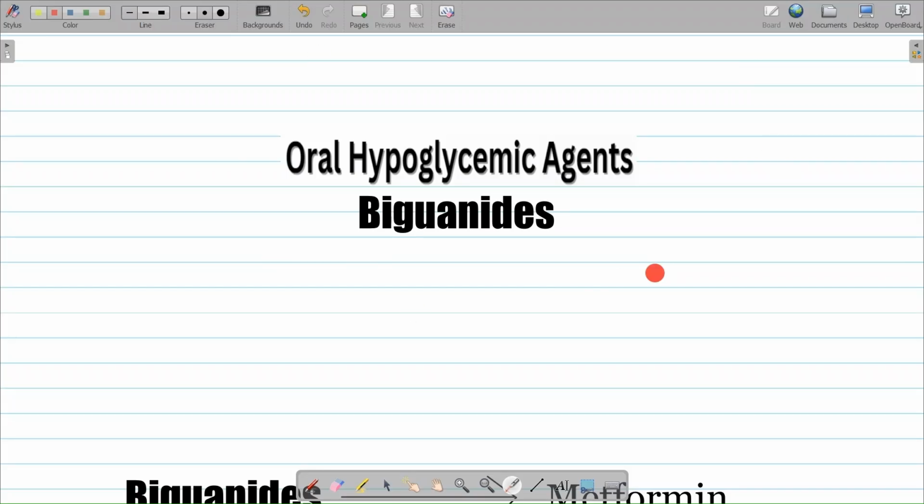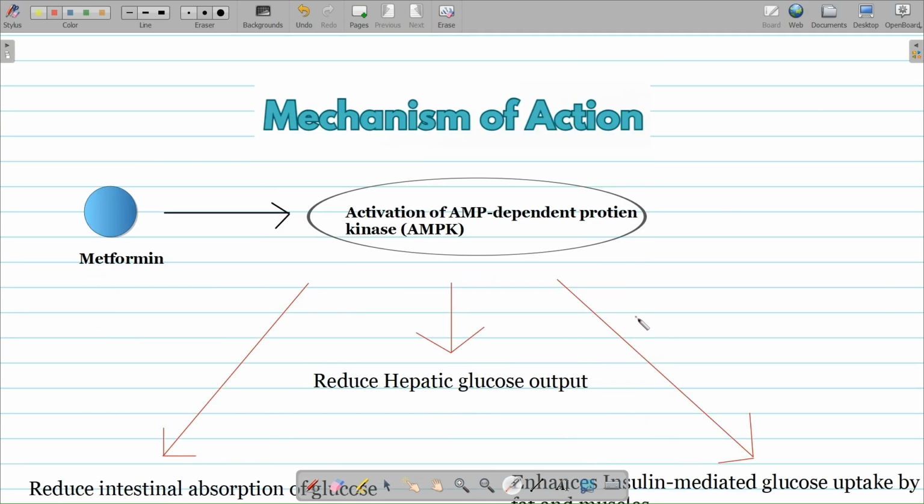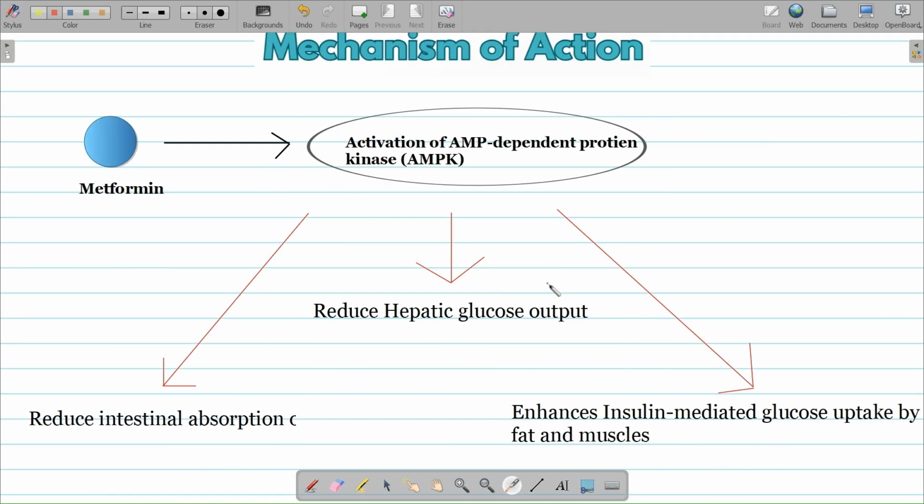So today in our video we are going to see about biguanides, an important class of drug under oral hypoglycemic agents. So if you see in biguanides, the only drug used nowadays is metformin. And metformin is the first line drug for type 2 diabetes mellitus. It is usually given in 500 mg twice daily and the maximum dose is 2500 mg per day. So now let's go into the mechanism of action of this drug.